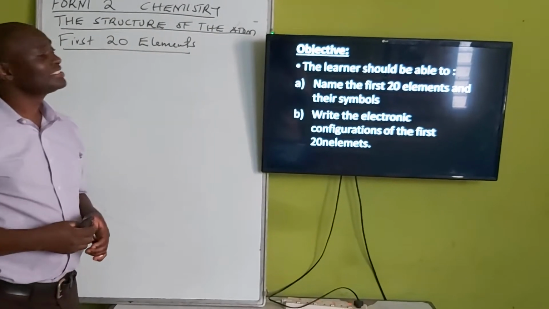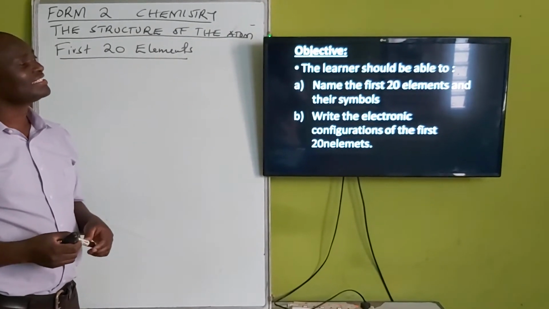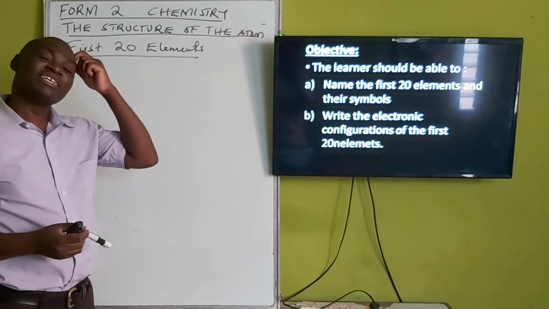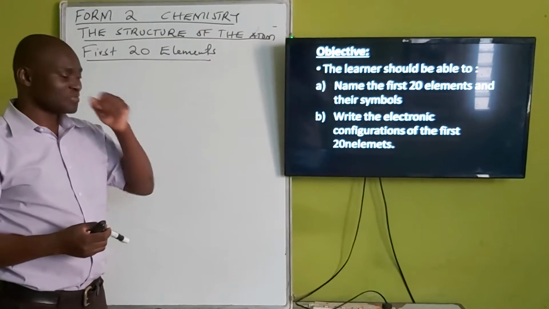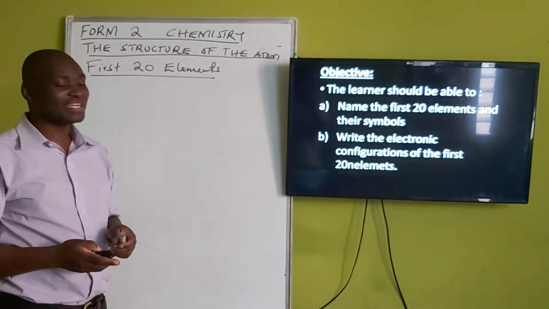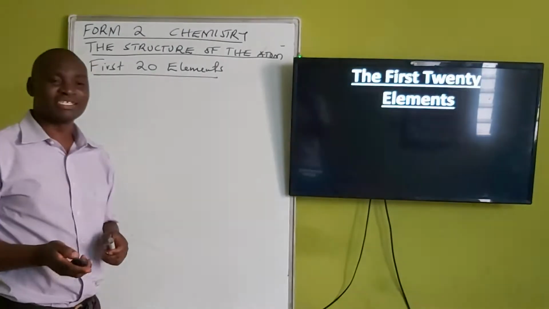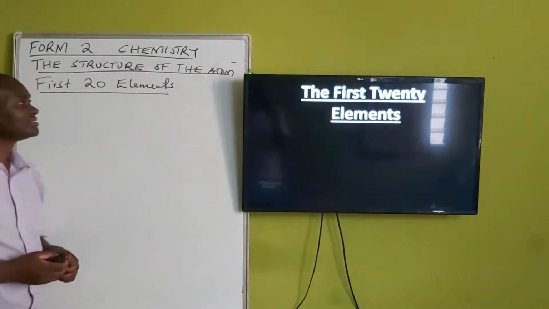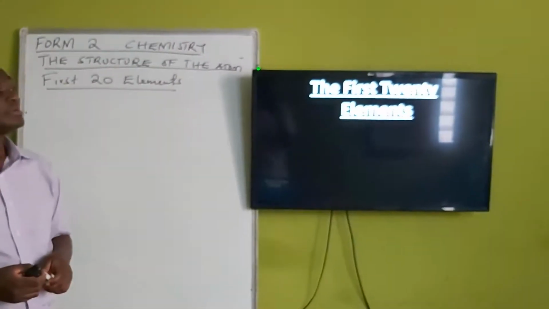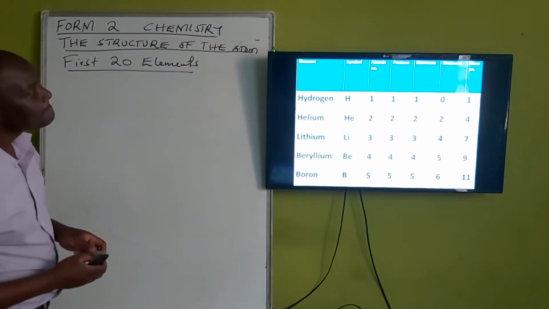So in our study, our objectives are two. That is to name the first 20 elements and also to give their symbols, and also to write the electronic configurations of the first 20 elements. Those are our two objectives. So let us look at the first 20 elements, and we are going to have a table.